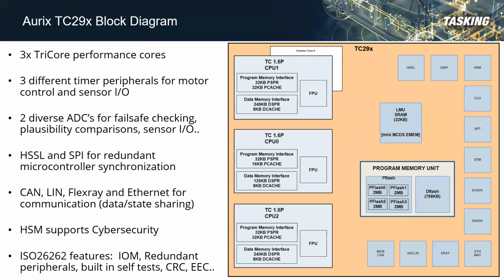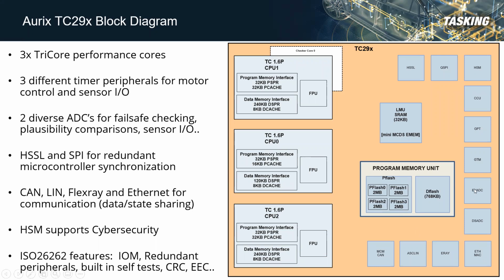So let's look a little bit more into detail into our lead microcontroller. As I previously stated, we'll be using the TC29. You can see here that within this microcontroller, we have 3 performance cores. Each one of these performance cores has its own program and data memory. You can also see here that I've highlighted a number of the different peripherals that are supported on this microcontroller. You can see here that I have 3 different timer modules. I have a capture and compare, a general purpose timer, and the generic timer module. This is where we can provide some diversity in how we do our motor control algorithms.